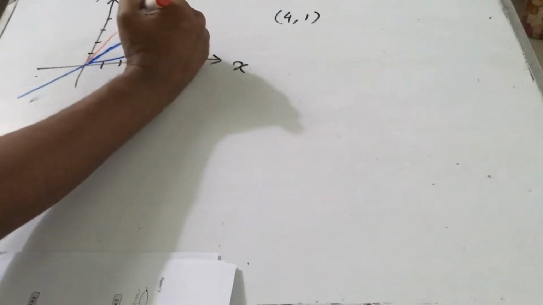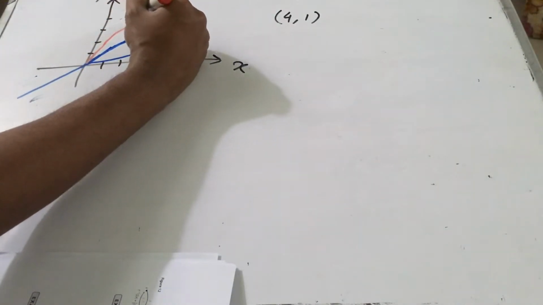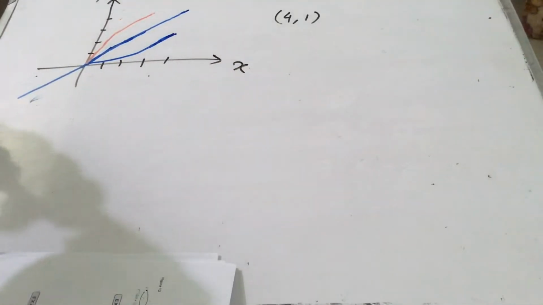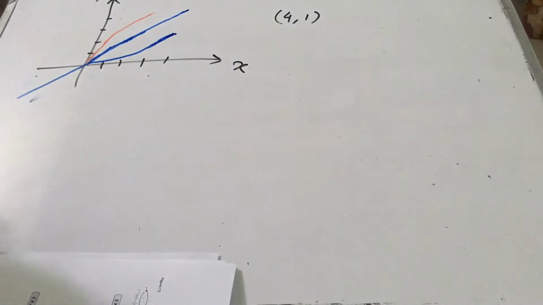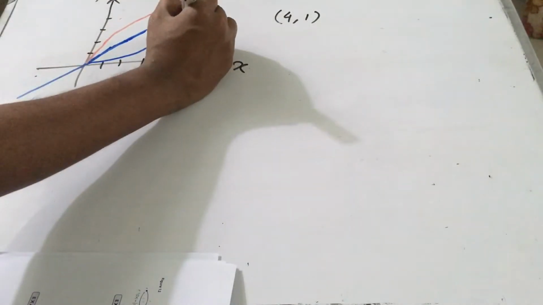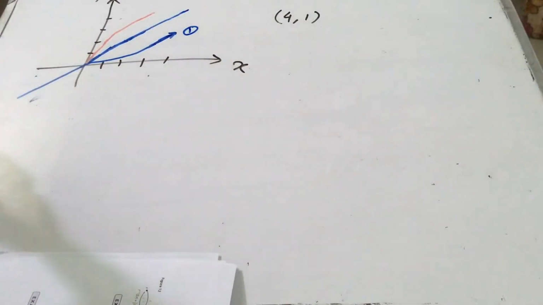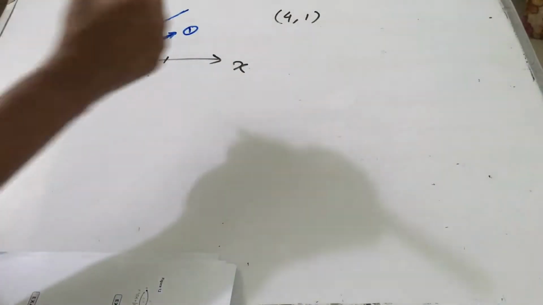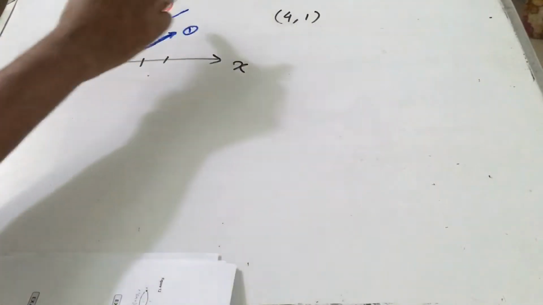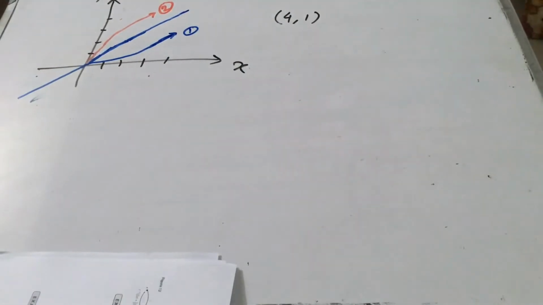Same distance it will go up, then again it will be straight like this kind of. Okay, so this is the graph. Let's say this is graph 1, and this is the inverse of that graph. Graph 2 is the inverse. They are inverse of each other. Okay, this is how we find the inverse of the graph.